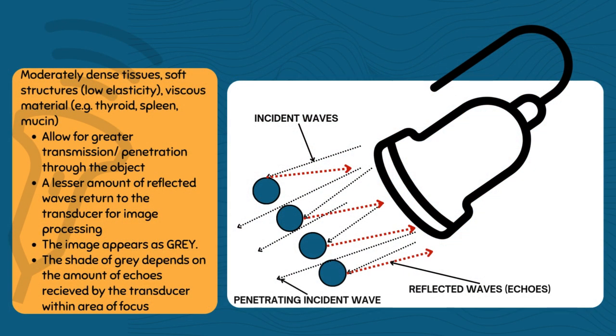Moderately dense structures, which have low elasticity and demonstrate some viscosity, would allow for greater transmission or penetration through the object. A lesser amount of reflected waves will therefore return to the transducer for image processing. The images would therefore appear gray. The shade of gray which we would see would actually depend on the number of echoes received by the transducer within that area of focus.